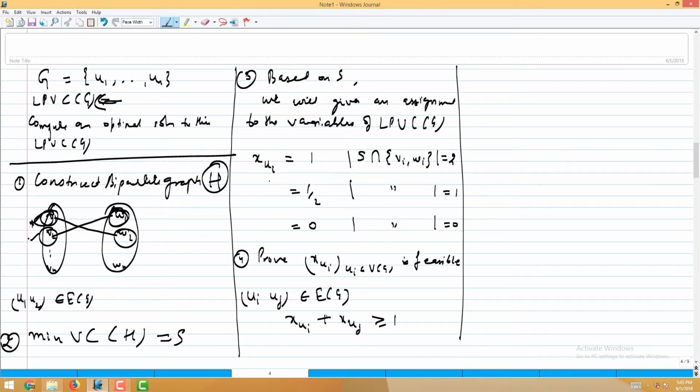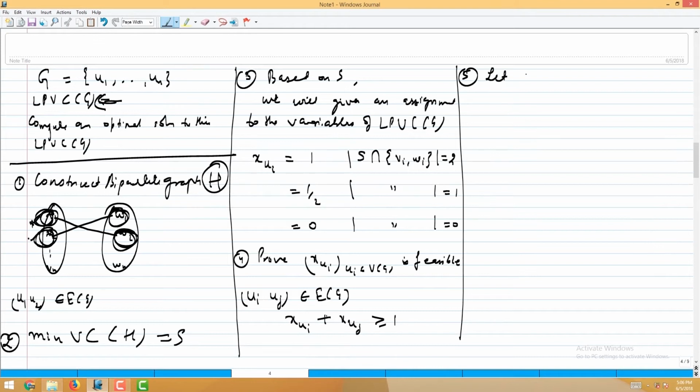Now look at all the cases. If S picks both of the vertices vi and wi, then that means S was taking both the copies of ui, in which case x of ui would be 1, so this would hold. The same holds if S was picking both copies of uj, so x of uj would be 1. Otherwise, S was picking exactly 1 copy of ui and exactly 1 copy of uj, in which case it would be half for both, and this would still be at least 1. Make sense? So this is definitely a feasible assignment.